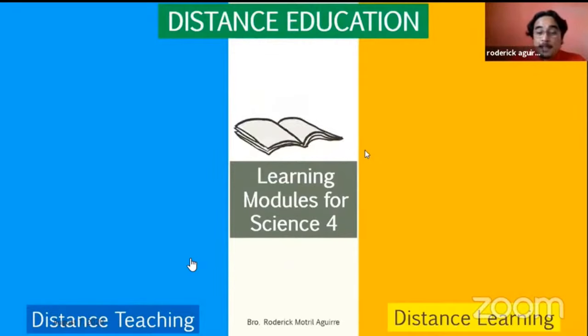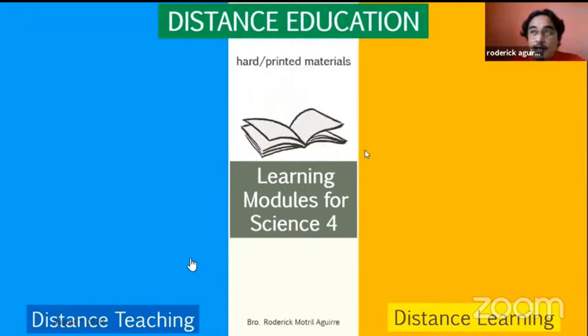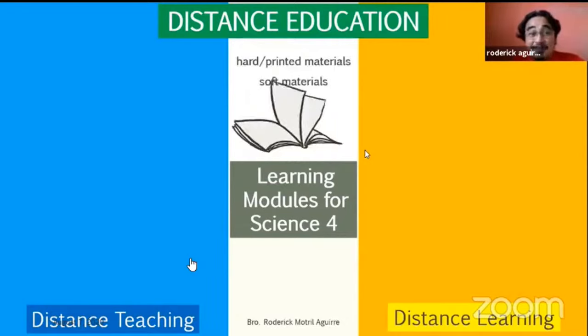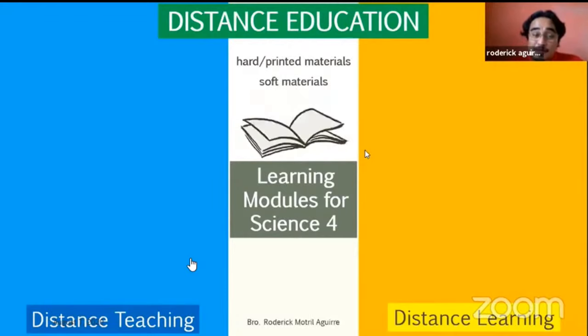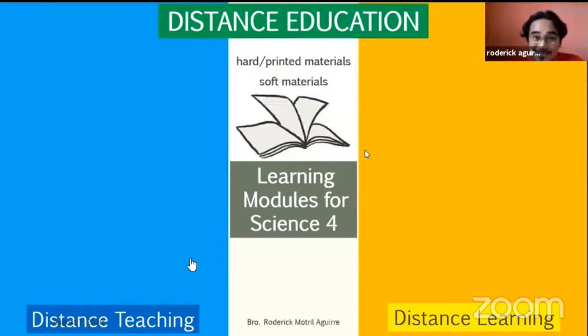Okay, Science 4. And then I am deciding that I will have printed and soft materials. Why? Bakit yung gagawin po yun? Madali lang po. If I have soft materials, I have a module in my laptop, sa laptop ko gagawin, then I can just, for those students who do not have access to digital technology and web-based platforms of distance education learning, then I will just provide them with a hard copy. Sila lang ipiprint. Sila lang bibigyan ko ng print materials.